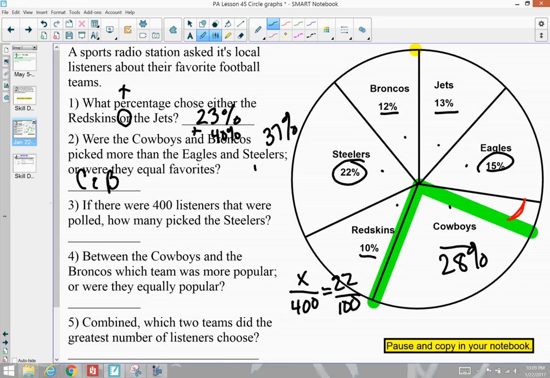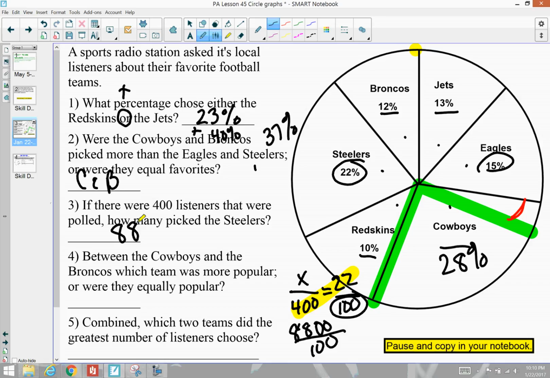All right, if you do your cross multiplication, you're going to multiply the two numbers that are given to you that are opposite each other. So in this case, we're going to multiply 400 times 22, and we would get 8,800. And then we're going to divide that by the leftover number, which is 100. So if we divide that by 100, we're going to get 88. So if there were 400 listeners, 88 of them would pick the Steelers.